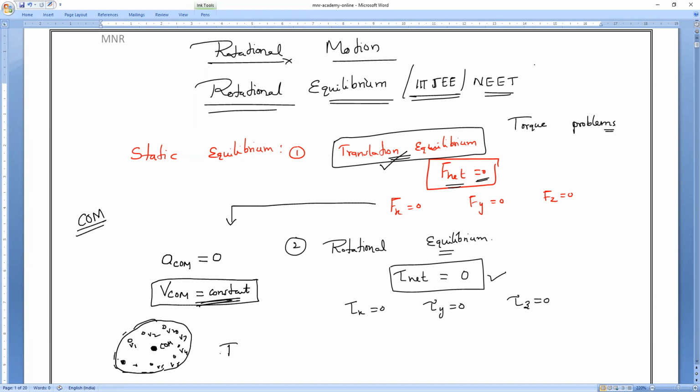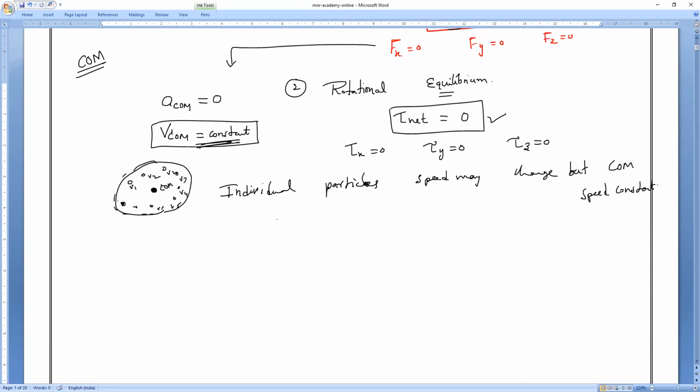Please write the statement. Individual particles' speed may change, but center of mass speed always remains constant. So that is translation motion.